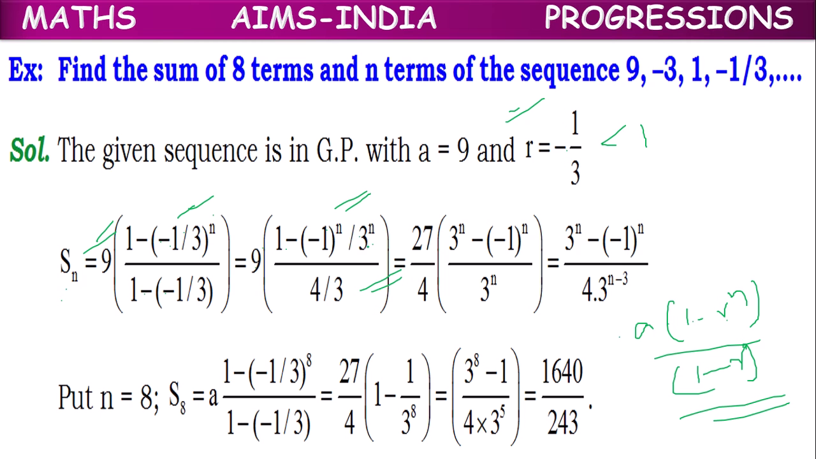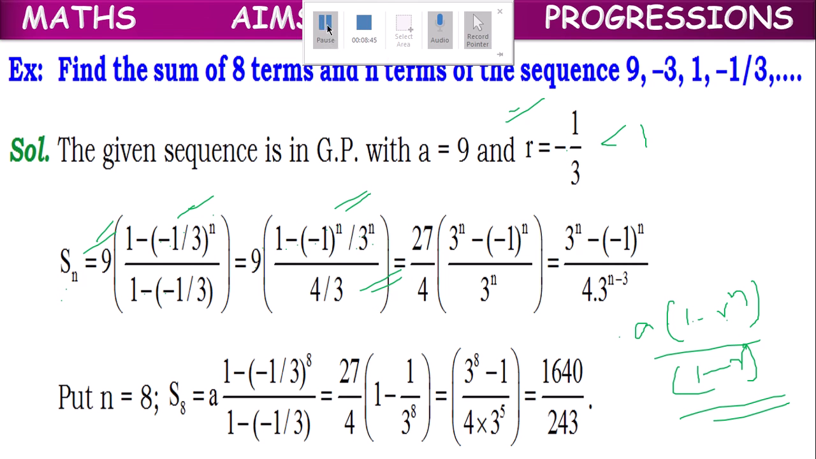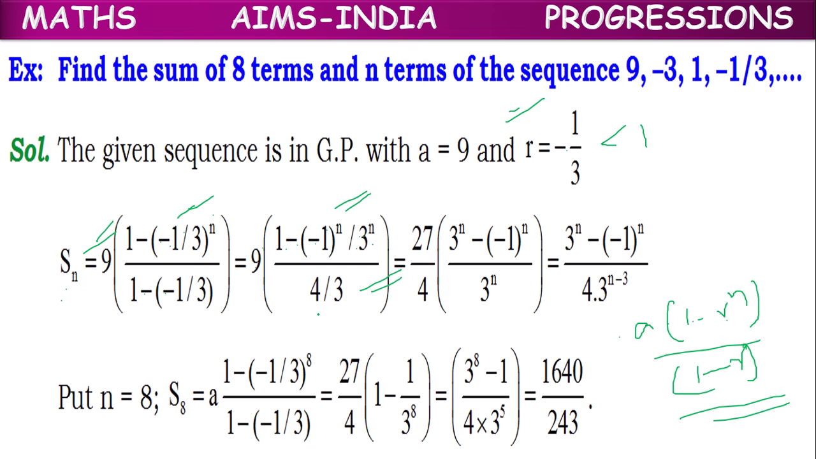This one, after taking LCM, 3 power n into 1, 3 power n minus -1 whole power n. So this 3 power n will come down, and this 3 will go up. 3 into 9, 27. It will multiply 27. So 27, this 3 power n will come down. 27 into 3 power n minus -1 whole power n by 4 into 3 power n.